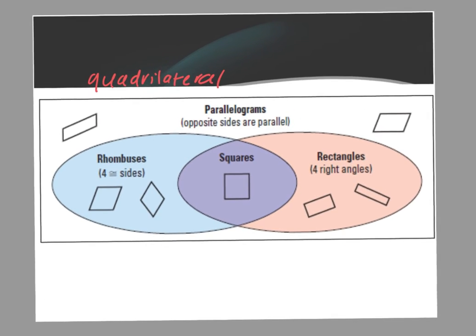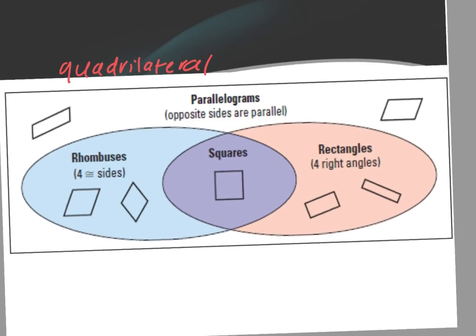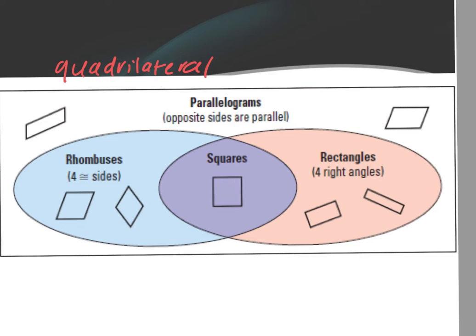Okay, so what's true about every quadrilateral? Let's start with that. 4 sides. 4 angles. What's true about the sum of all the angles in a quadrilateral? Add up to 360.